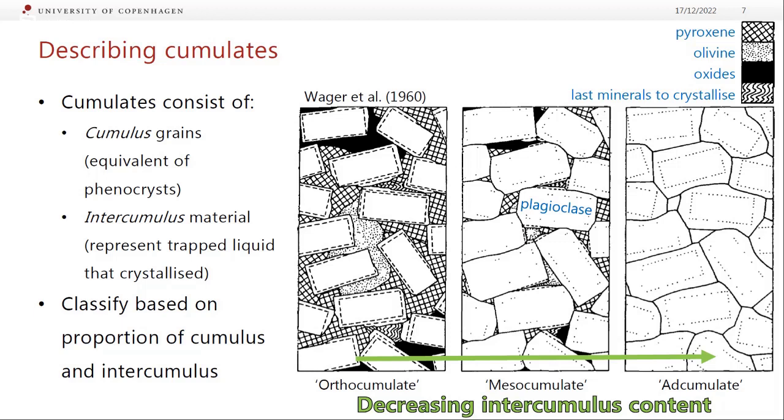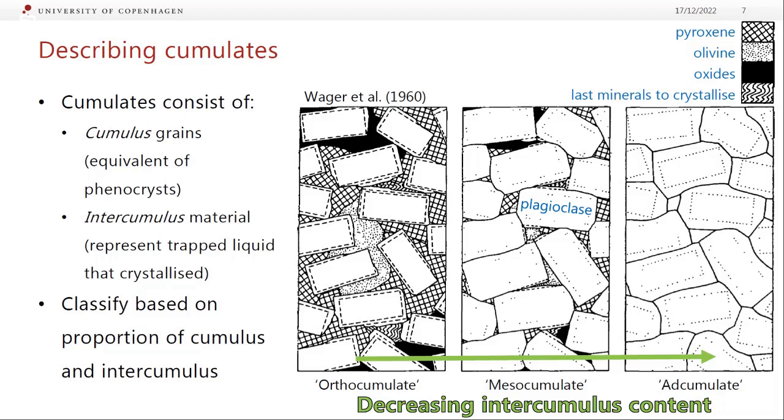And cumulates are classified based on the proportions of cumulus versus intercumulus. So on the left, you've got orthocumulates, which I think is about 70% cumulus grains, and then the rest in intercumulus. Mesocumulate, which I think is something like 85 to 93% cumulus grains, and a little bit of intercumulus. And then adcumulates, which have very little or no obvious intercumulus material. So it looks like they're almost entirely made up of cumulus grains.